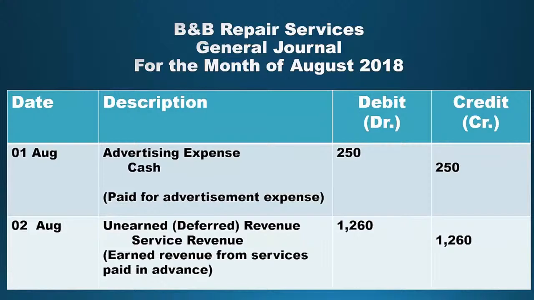Step 3. How do we record it? To record this, we debit unearned revenue for $1,260 to show the decrease in this liability. Credit service revenue for $1,260 to record the income earned. The narrative for this entry is earned revenue from services previously paid in advance.